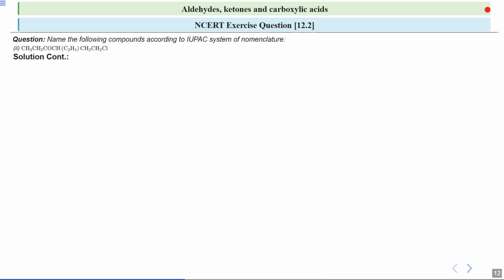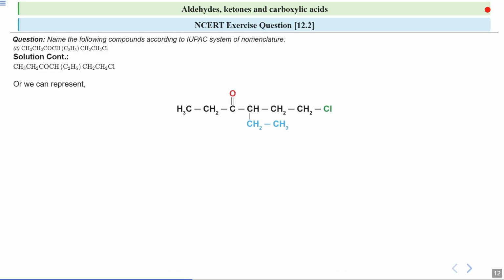Now continuing with the second part. Now we see we have another molecular formula, which is CH3CH2COCH(C2H5)CH2CH2Cl. So we will start by identifying the main functional group and the longest carbon chain, and see the different groups that are attached to this chain. So we can represent this. You can see over here we have this C double bond O. On this carbon an ethyl group is attached, and also to this carbon a chlorine is attached.